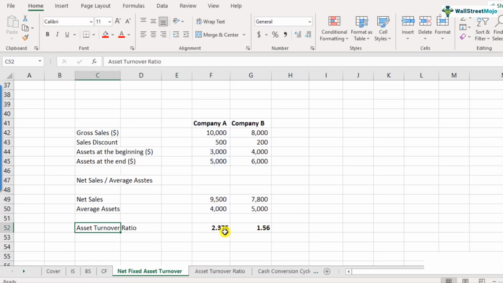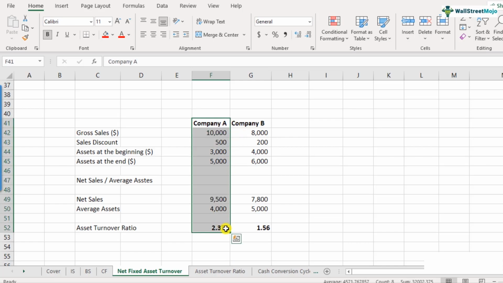So we found out the asset turnover ratio, and we concluded that company A is much better than company B, because on that asset turnover basis, company A is able to generate higher sales, $2.375 per dollar of asset, right? As compared to company B, which only generates $1.56 of sales per dollar of assets.